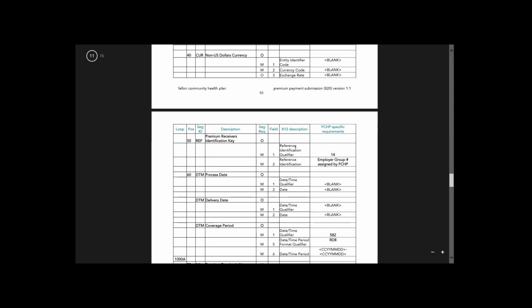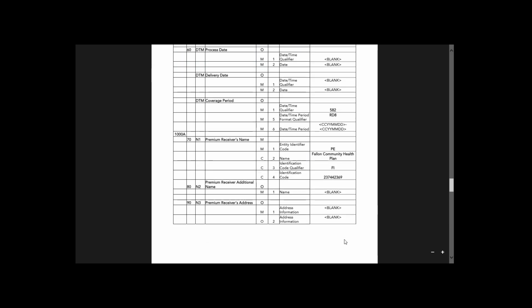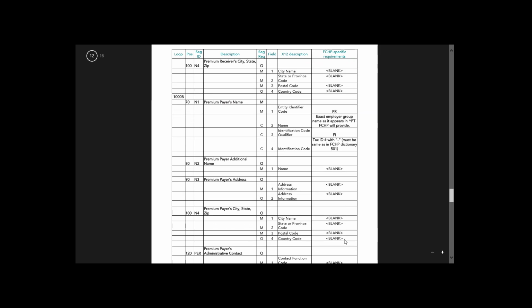Correct. See this field, reference identification qualifier. They just put it as 14, but this is not the only value you are going to find. You are going to find some other values too. 14 actually stands for something in the implementation guide. Correct. Okay. So that is the master document.